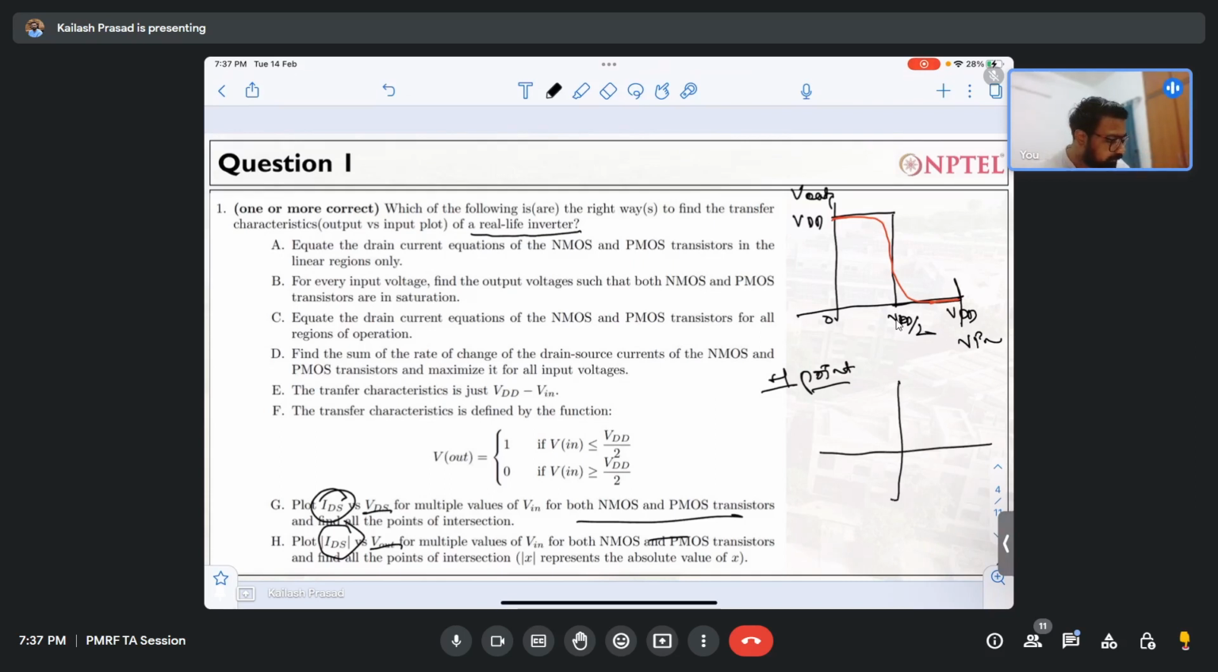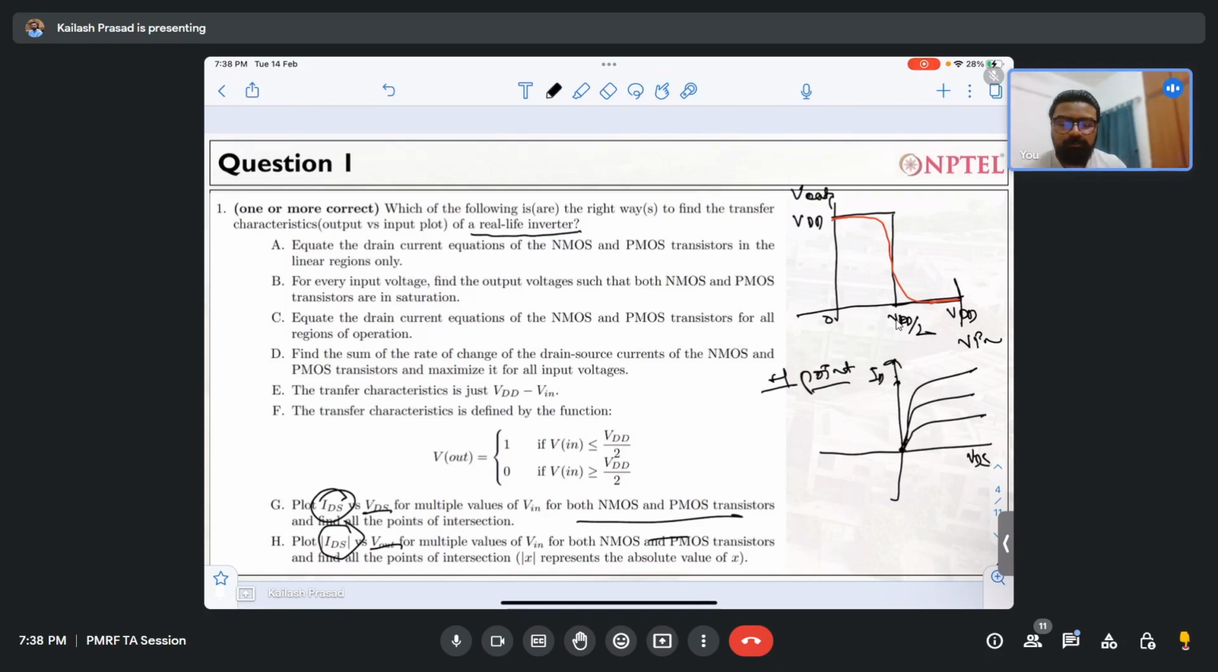Okay, so I will plot this. Mod ID means we consider the absolute value only, maybe positive. Yeah, right. Sorry, sorry. Okay, so let me explain. So this will be your ID. Okay, so this will be your output characteristic. Okay, this will be like this.